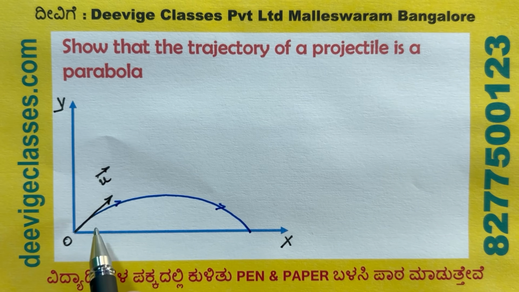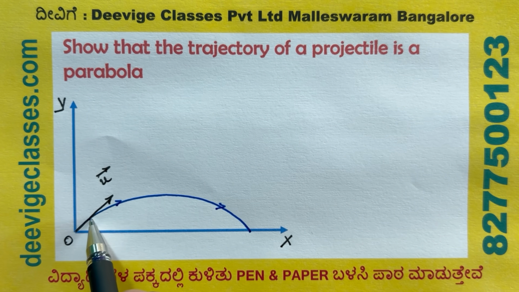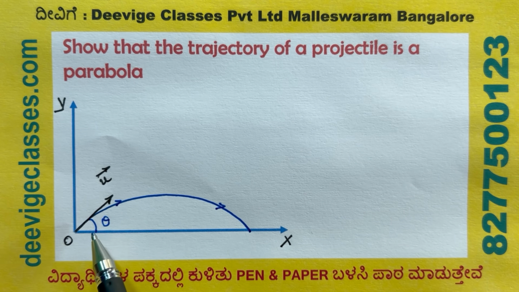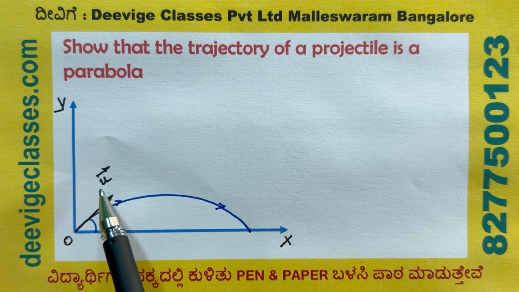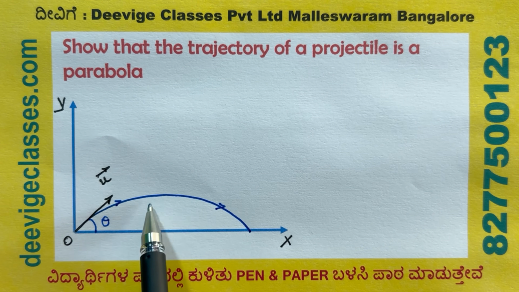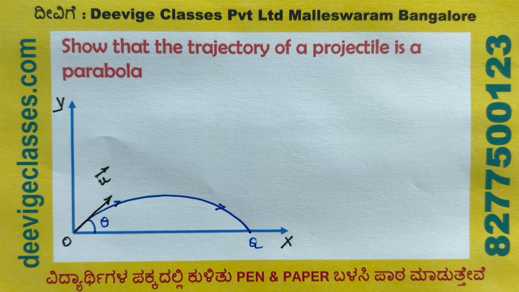Once thrown into space with the initial velocity u, making an angle theta with the horizontal, let us consider a projectile thrown with initial velocity u, and the angle between the direction of projection and the horizontal, the angle of projection, is theta. When the object is thrown, it moves under gravity and strikes the ground at a point Q, let us say.